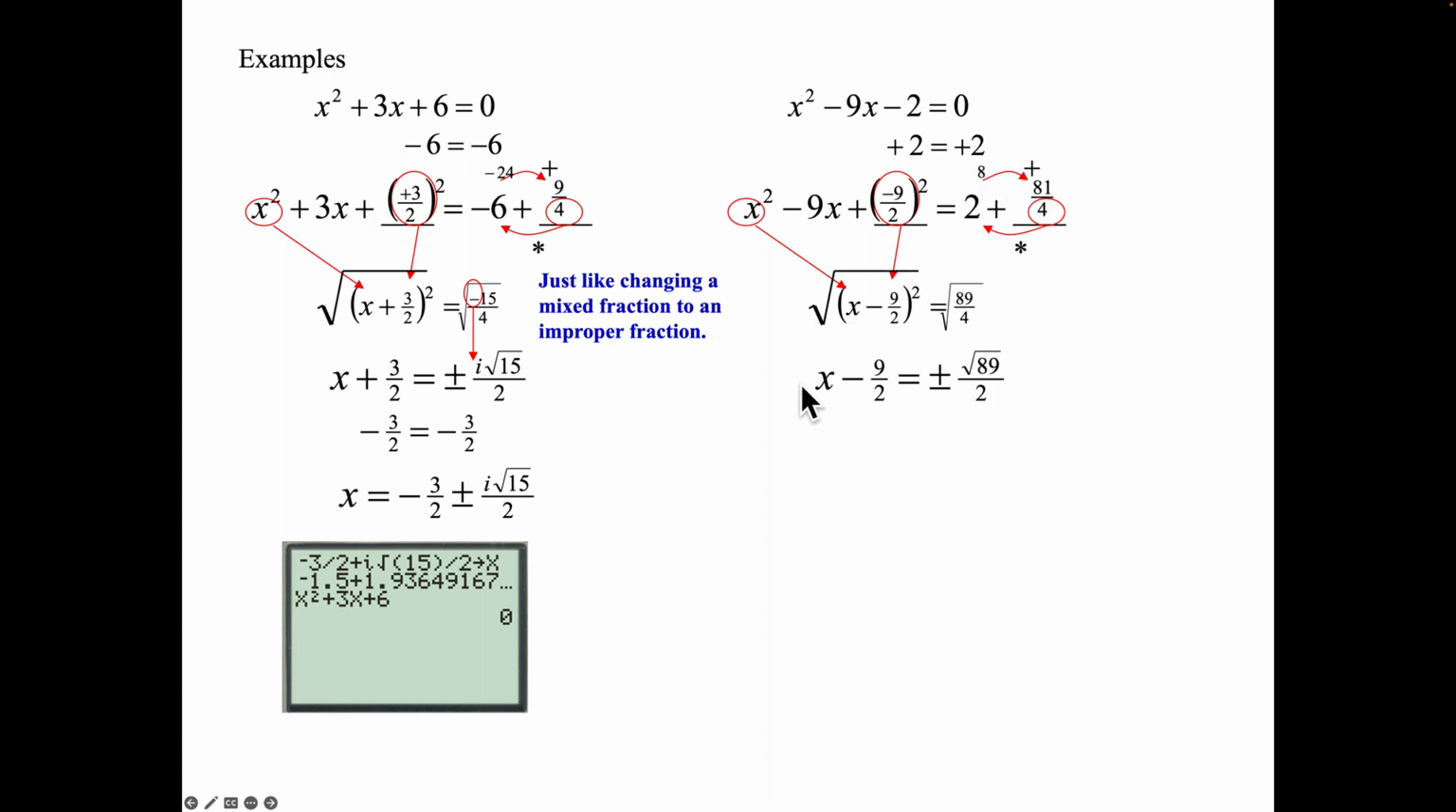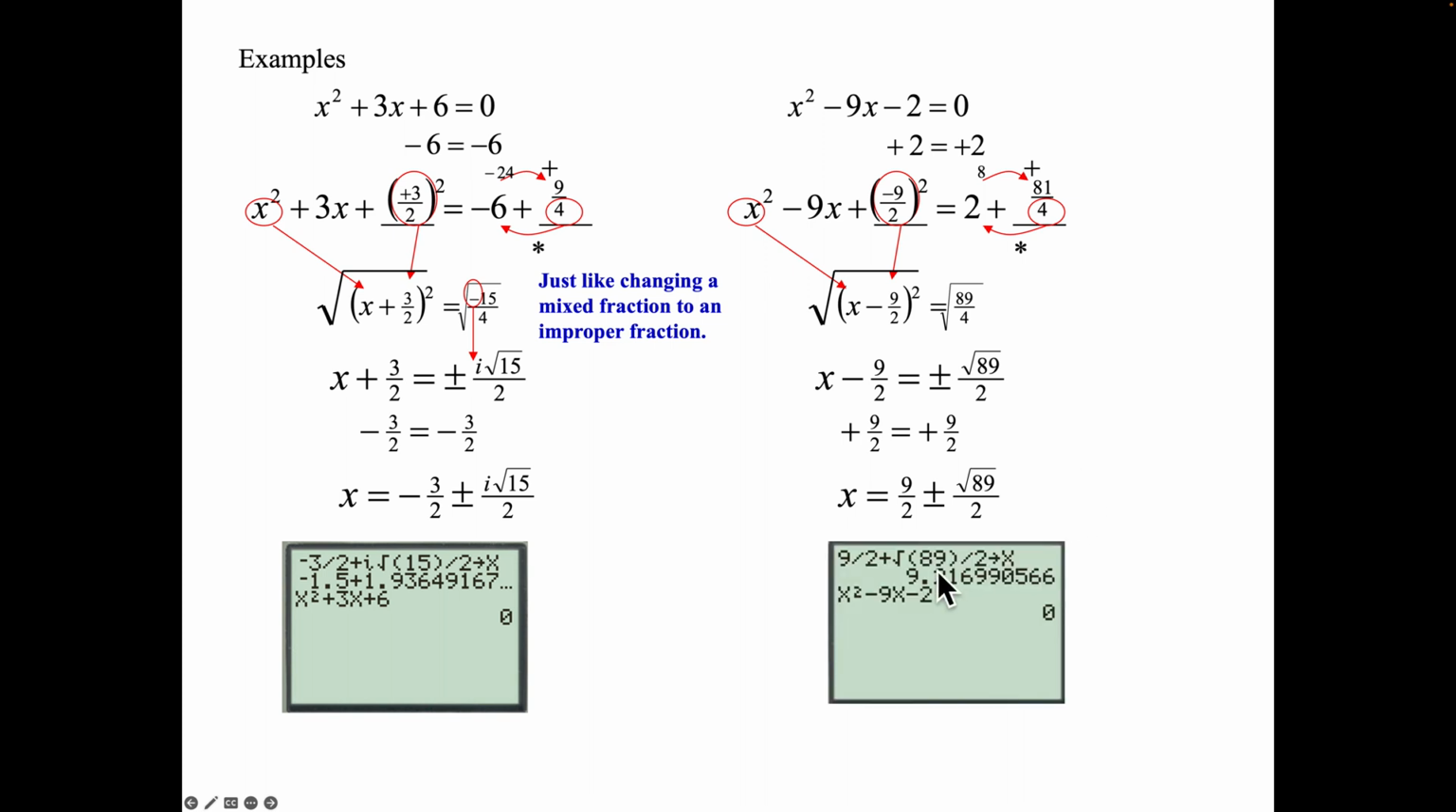We take the square root of both sides. We get plus or minus the square root of 89. I can't simplify it. There's no factors. I believe 89 is prime. The square root of 4 is 2. My parentheses are gone. Add over the 9 halves in front of my plus or minus. There's my two answers.